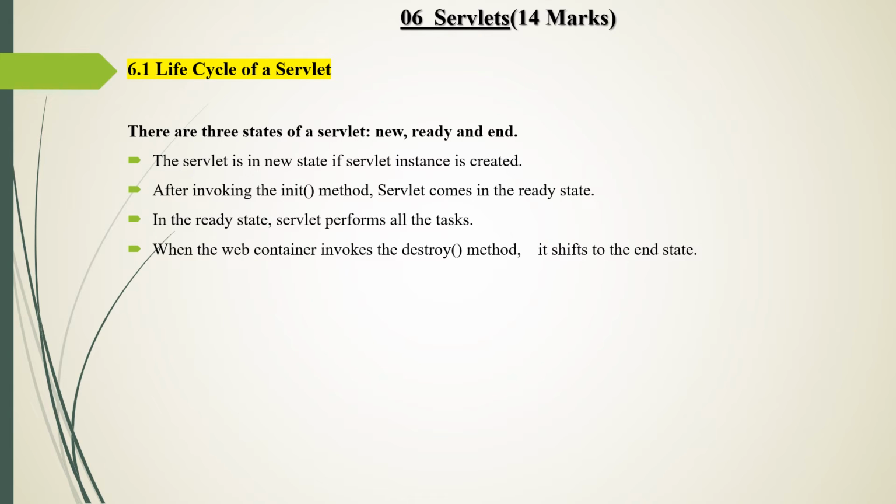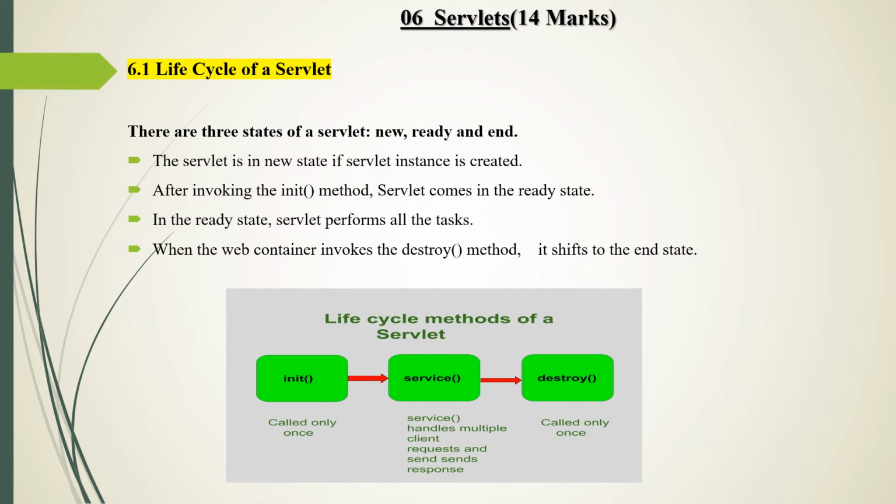When the web container invokes the destroy method, it shifts to the end state. So there are three main stages, and every stage has one respective method. First is the new state. After invoking the init method, it goes into the ready state, and in the ready state it handles all requests by the service method. And when the destroy method is called, it goes from ready to the end state, or we can say destroyed state.